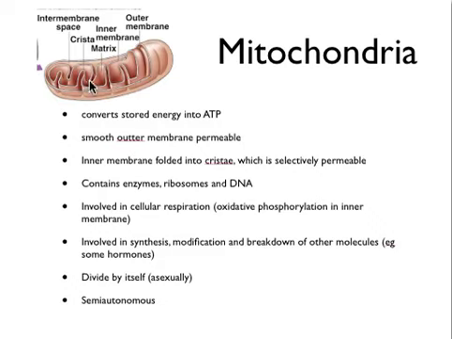And then it has the matrix on the inside. It contains enzymes, ribosomes, and DNA. It's involved in cellular respiration, so oxidative phosphorylation in the inner membrane. It's also involved in synthesis, modification, and breakdown of other molecules, for example, some hormones. It divides by itself, asexually, and it is semi-autonomous. Now, mitochondria, as well as chloroplasts, are thought to have been, and I'll talk about this later when I'm talking about endosymbiosis.